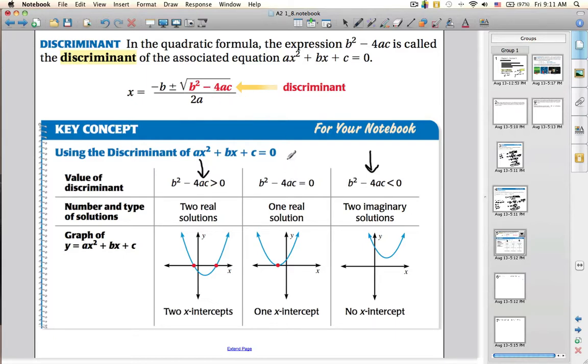And when b squared minus 4ac equals 0, then, as the book says, I'll have one real solution, but what I actually believe is we'll have one repeated solution. So I'll have the number plus and minus 0. So plus 0 and minus 0 will give me the same result, but it really still ends up being 2 solutions.